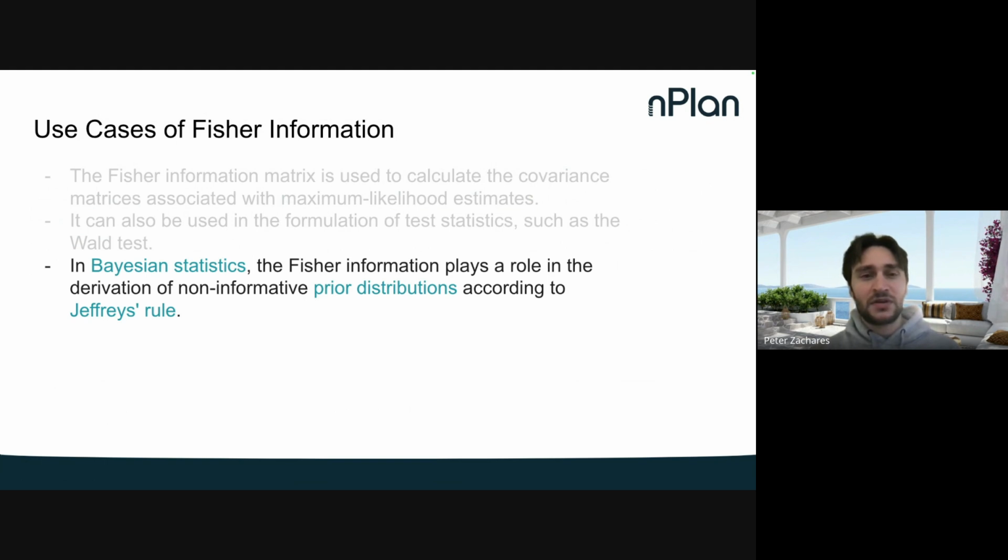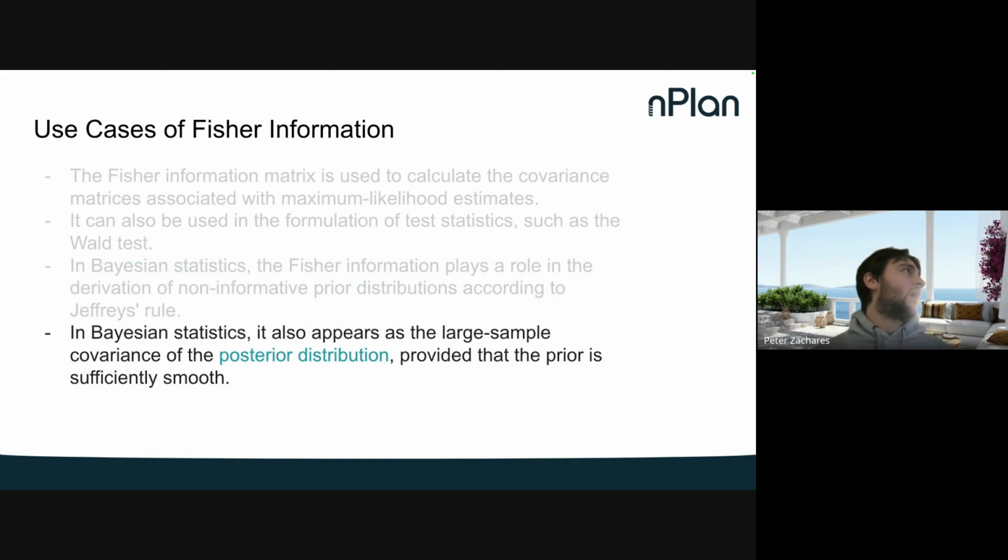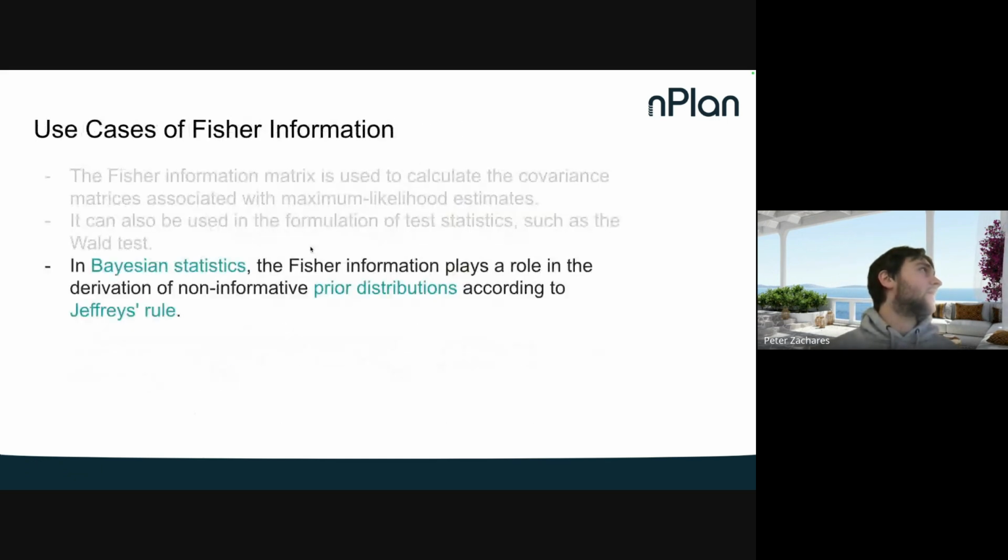I know a little bit about non-informative prior distributions, and I think that's a cool element of Bayesian statistics, actually. And then finally, the one that's related to ours, which is that in Bayesian statistics, it also appears as the large sample covariance of the posterior distribution, provided that the prior is sufficiently smooth. So that's actually where we're seeing it in this definition.